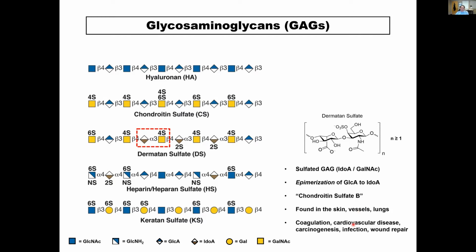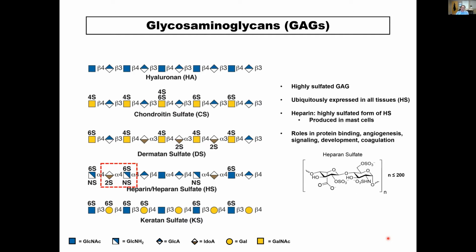It's been implicated in cardiovascular disease, as well as in cancer, pathogen infection, and it also plays a role in wound repair as well. We'll move on to the next class of GAGs, and these are actually the class that I study in my laboratory. These are known as heparin sulfate or heparin.